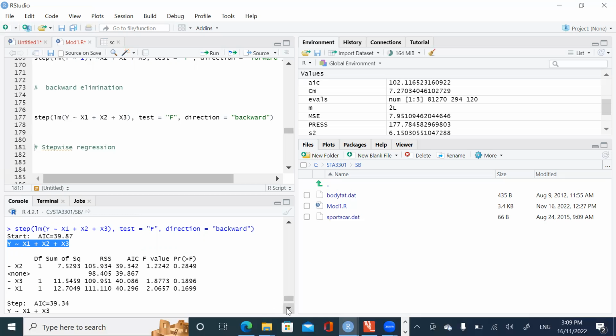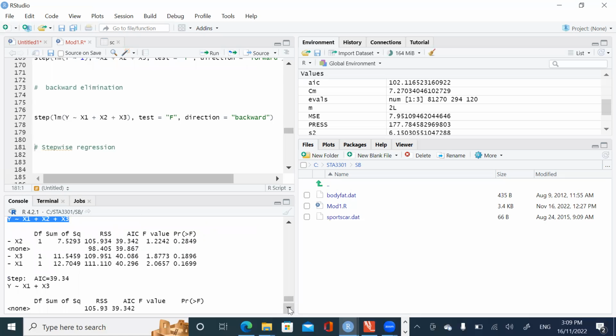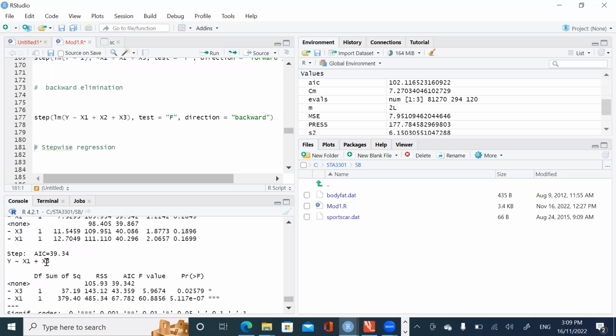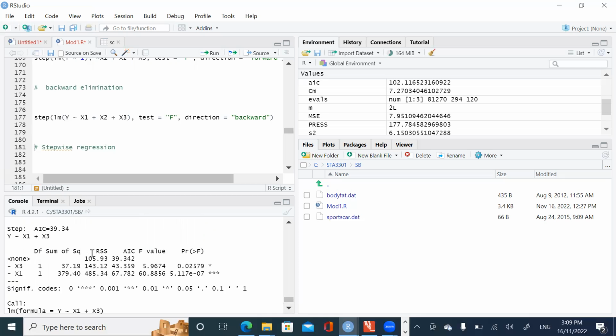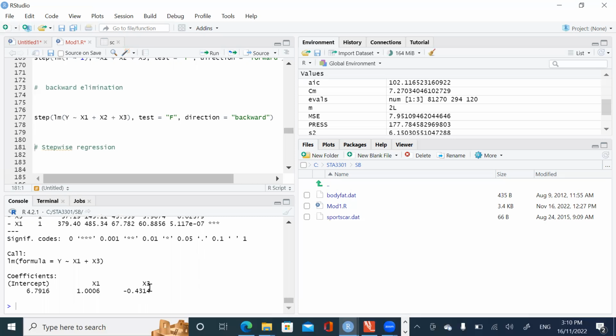That means in the next step only x1 and x3 are included, and the AIC value here is 39.34. If we include x1 and x3, look, both of these variables are significant. So in this case, the final selection should be x1 and x3, not x2. Look at the final selection: x1 and x3.